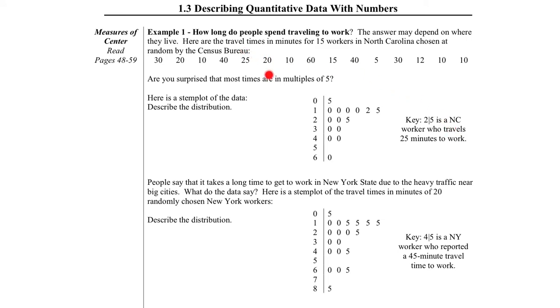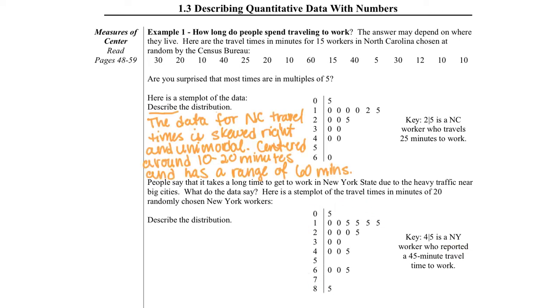Let's go ahead and take a look at these stem plots. This is for North Carolina workers. And then down below we have another stem plot for New York workers. So we're asked to describe the distribution, and I've put the data for North Carolina travel times is skewed right and unimodal. It's centered around 10 to 20 minutes and has a range of 60 minutes.